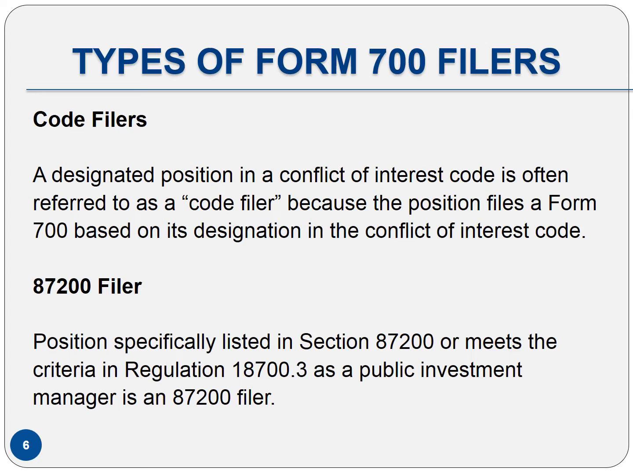A designated position in a conflict of interest code is often referred to as a code filer because the position files Form 700 based on its designation in the conflict of interest code. On the other hand, a position that files a Form 700 because it is listed or meets the criteria as a public investment manager is referred to as an 87200 filer.